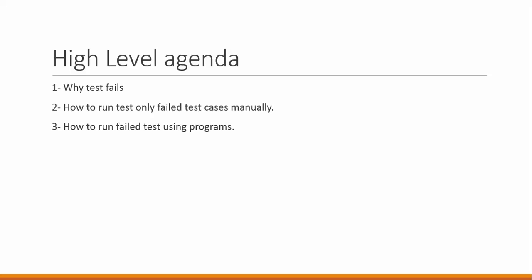Today we'll discuss why generally our test script will fail. Not only with Selenium, you will get this scenario with every automation tool. So we'll discuss the possible scenarios why the test script fails. Then we'll talk about how to run only the failed test cases manually, using Eclipse. And the most interesting part, which I can guarantee no one has covered till now, is how to execute the failed test cases using a plain Java program.